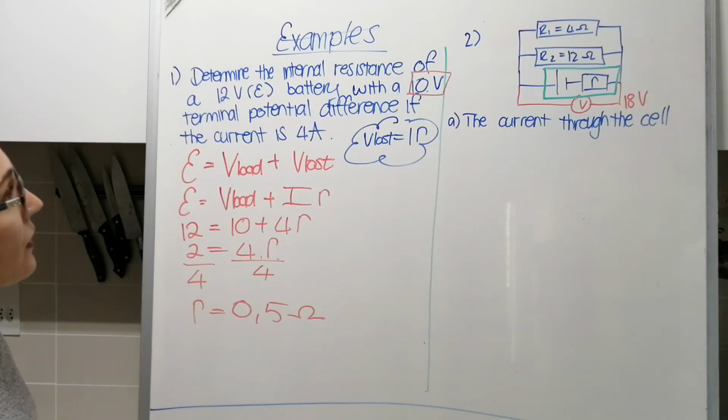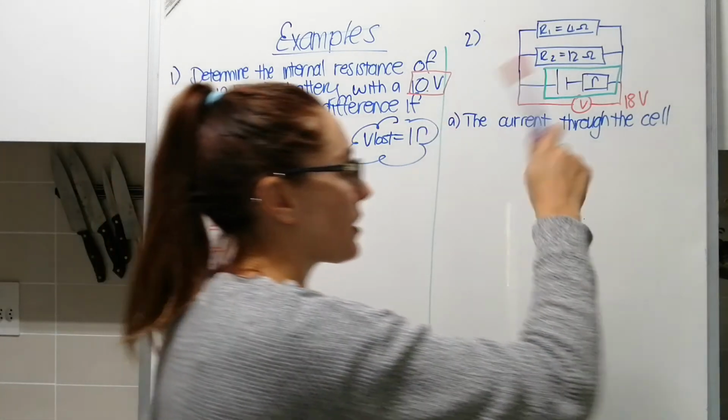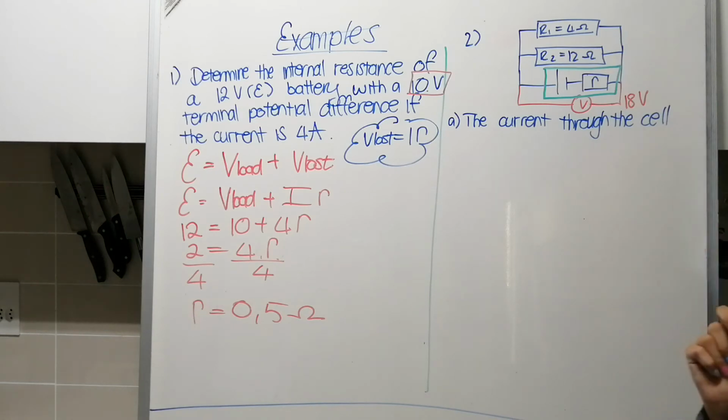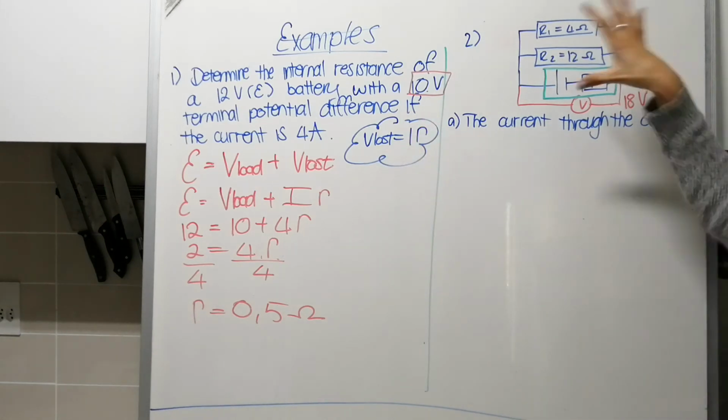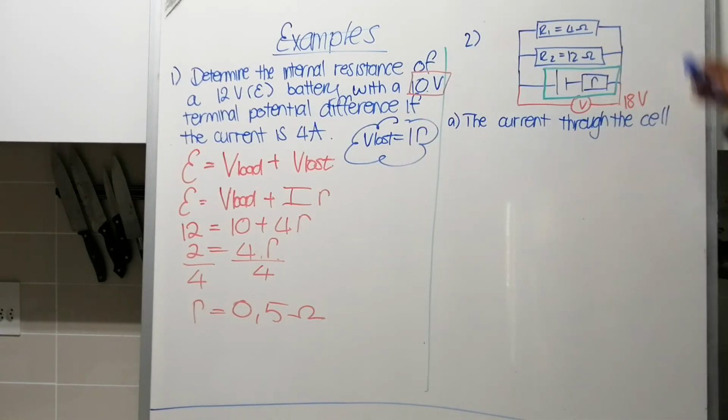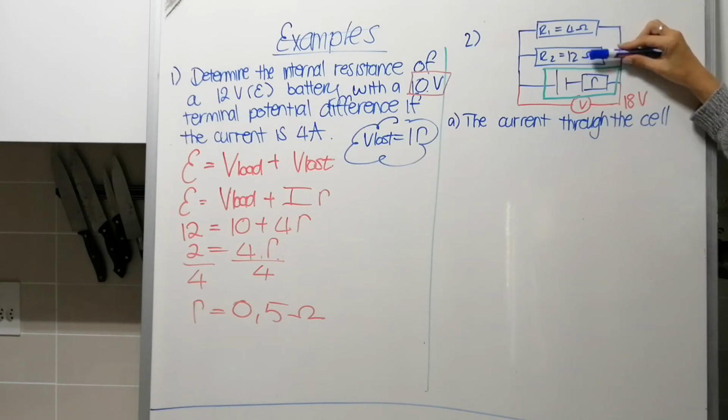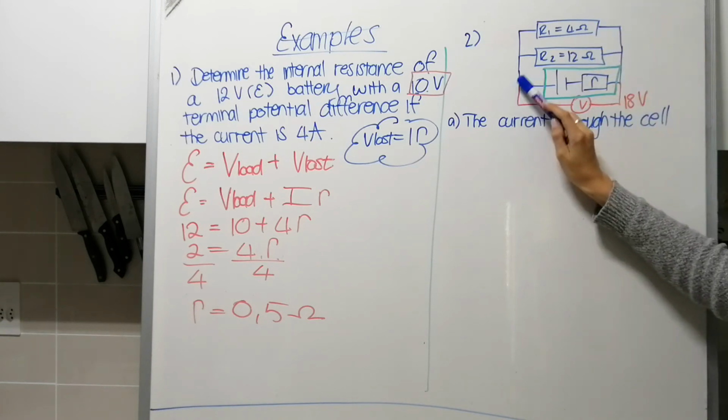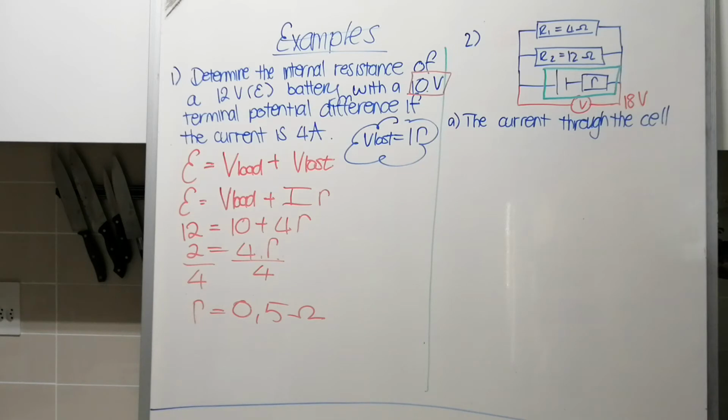Then example 2 is more like something that you would see, an actual circuit diagram. So this was just to get a taste of it. We've got 2 resistors in parallel connected to a battery, and we've also got a voltmeter connected across our battery. Inside our battery we also have internal resistance. Question A, they want to know the current through the cell. Now we know the resistance of each of our resistors, and they've told us the terminal potential is 18 volts.